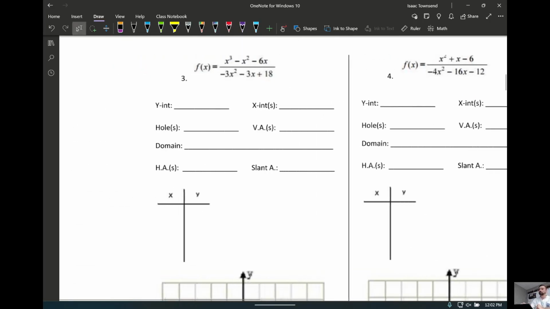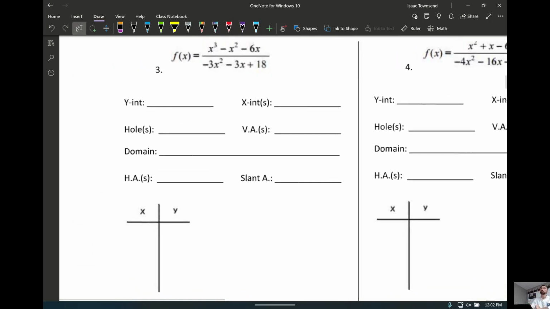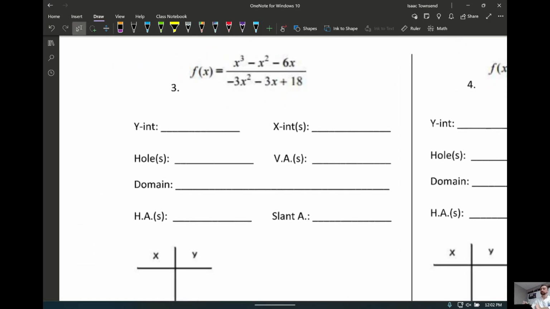And let's go ahead and move on to question 3 so that you can have one worked out for you as an example. Question 3, the degree of the numerator is 1 bigger than the degree of the denominator, so it takes me 2 seconds to know there is a slant asymptote, but to find the equation is going to take me a couple minutes.